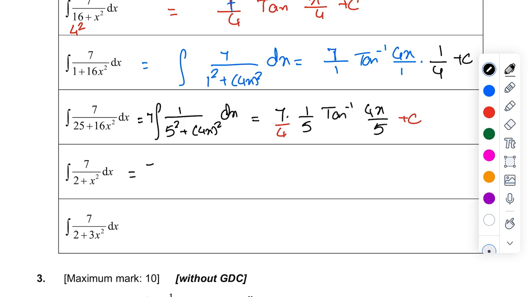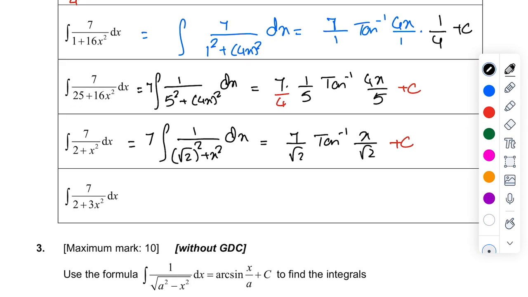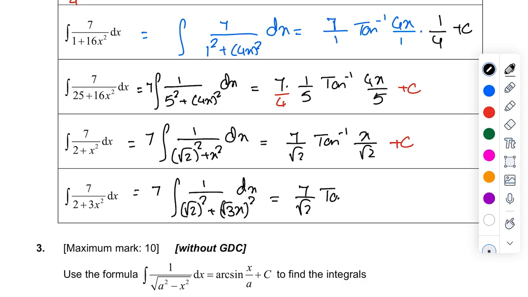Now 7 outside, integral of 1 upon square root of 2 whole square plus x square dx. So it becomes 7 upon root 2 tan inverse x upon root 2 plus c. That's going to be the answer. Now how should I do this one now? So 7 outside, 1 upon root 2 whole square plus root 3x whole square dx. So what does it become? 7 upon a tan inverse x upon a, root 3x upon root 2, times the chain rule, 1 upon root 3, plus c. This is going to be the answer. So you can further simplify and write it out. That's going to be the final answer.